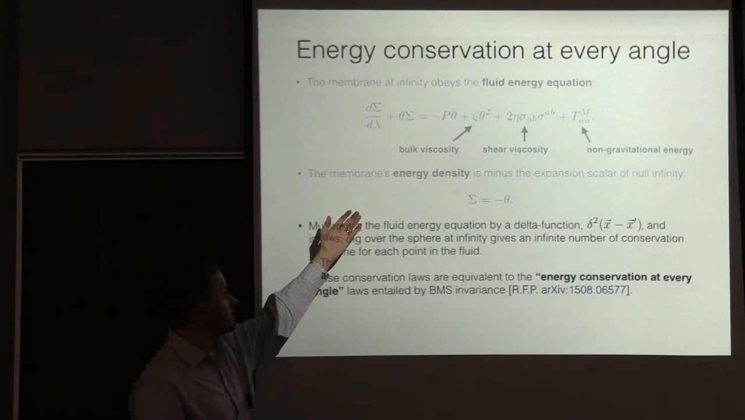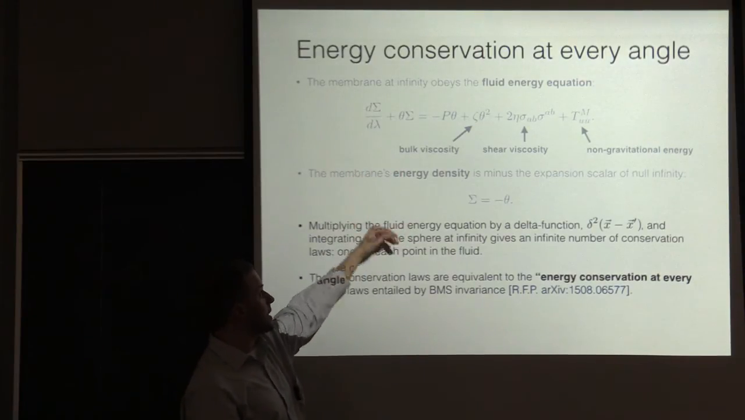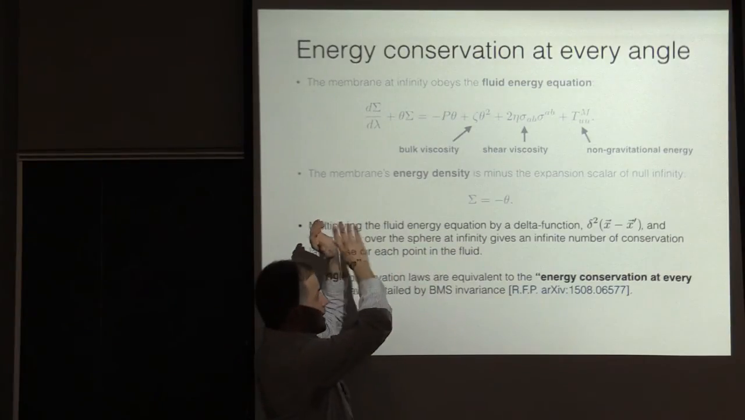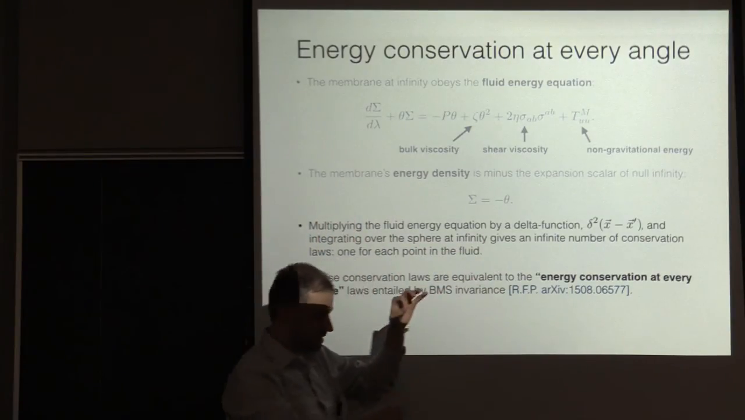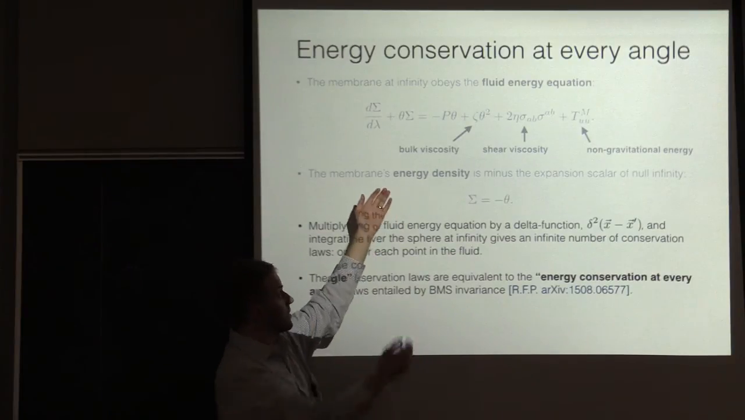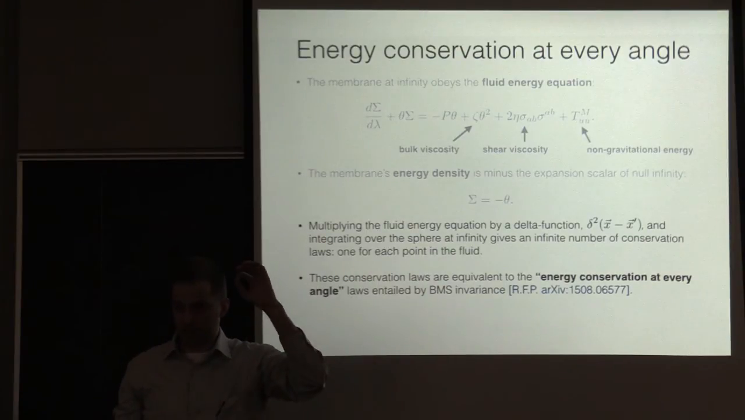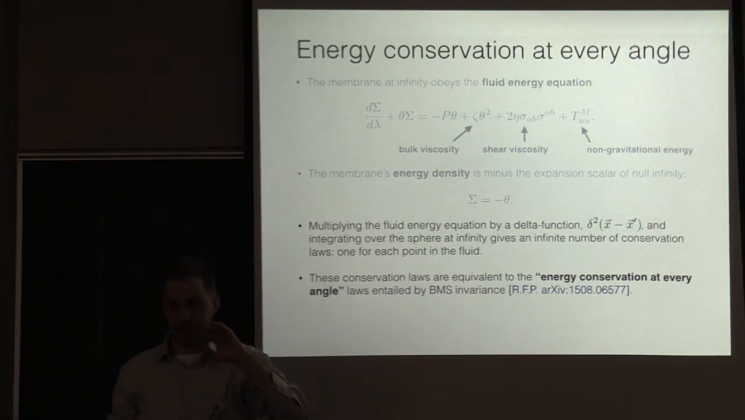You can think of this as energy conservation at every angle. The way to think of it that way is to multiply the whole thing by a delta function that localizes it to a single point, and then integrate over the entire sphere, and then this equation will give you an infinite number of conservation laws, one for every point in that membrane fluid at infinity.